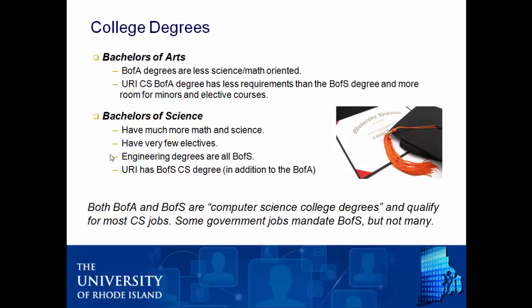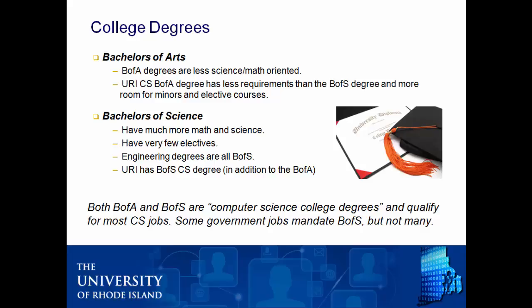In fact, all engineering programs are Bachelor of Science degrees. So there are more math and science courses in a Bachelor of Science degree and less flexibility to pick other kinds of courses. Now, for most jobs, either one, a Bachelor of Arts or a Bachelor of Science degree, is fine. There are some government jobs or some jobs that are in the math and science areas that will require a Bachelor of Science. But for most jobs that are out there now, they want a computer science major.